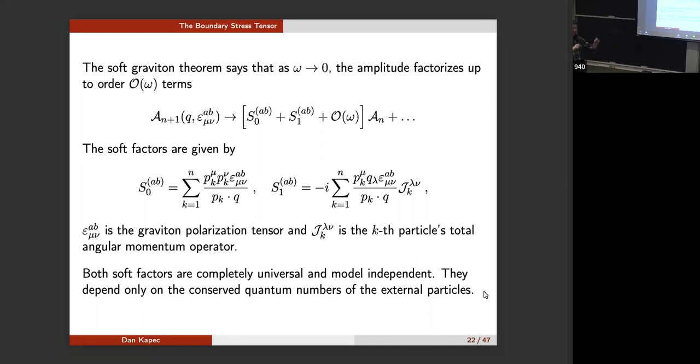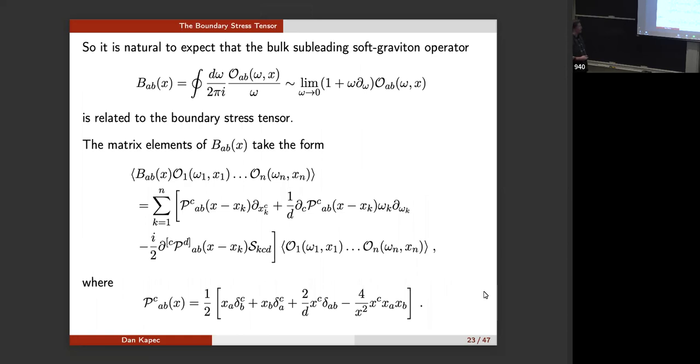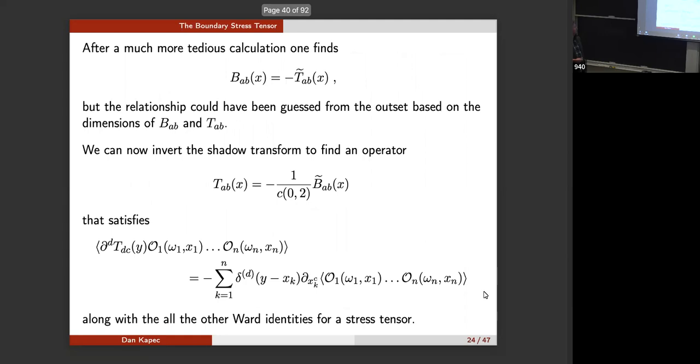Precisely because of the fact that the graviton's wavelength is just so big, it can't resolve anything else about the quantum state. So, based on what I showed you about the conserved currents, it seems natural that this subleading soft graviton operator that isolates the order 1 piece in the soft graviton expansion should be related somehow to the stress tensor. Now, the matrix elements of this subleading soft graviton operator are much more complicated than the soft photon operator. You don't need to look at the details of this formula, just know that it's significantly more complicated and a more tedious calculation, but at the end of the day, what you can show is that this soft graviton operator is precisely the shadow transform of an operator that satisfies all of the Ward identities of a stress tensor in the d-dimensional Euclidean conformal field theory.